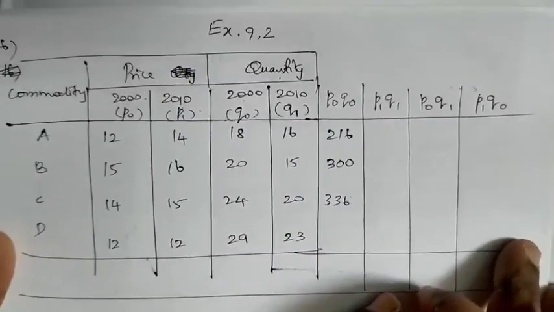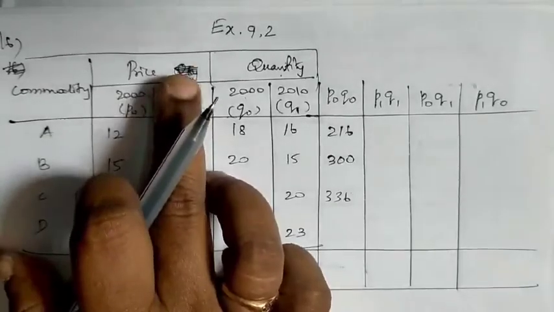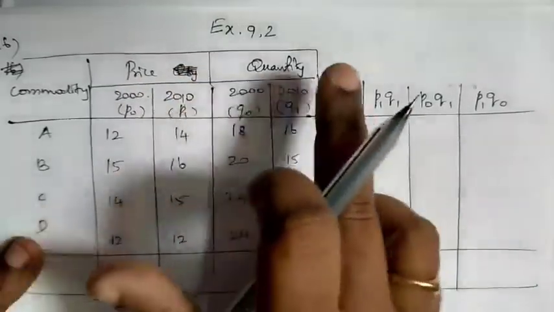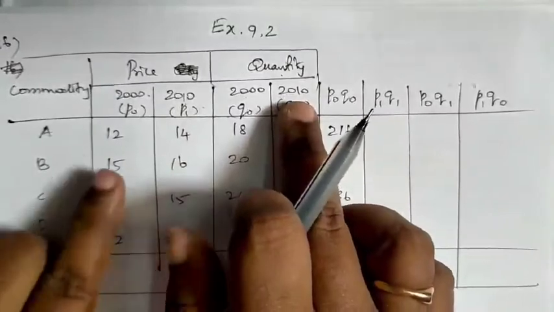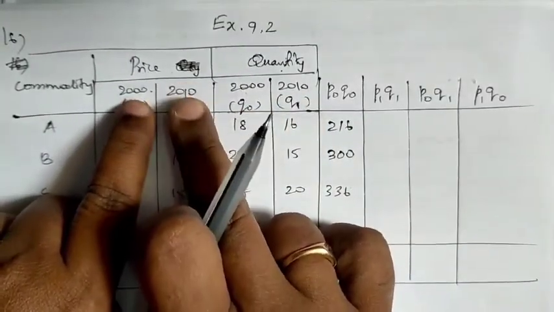Morning children, now we are going to see exercise 9.2 question number 16. Commodity price 2000, 2010, quantity 2000, 2010. So this is the base year, this is the current year. 2000 is the base year, 2010 is the current year.